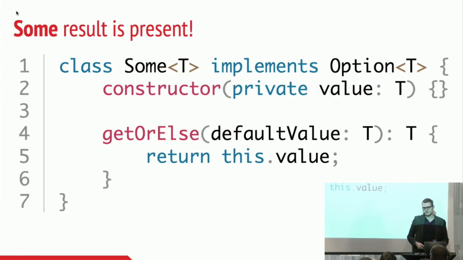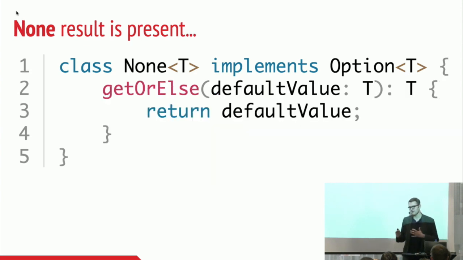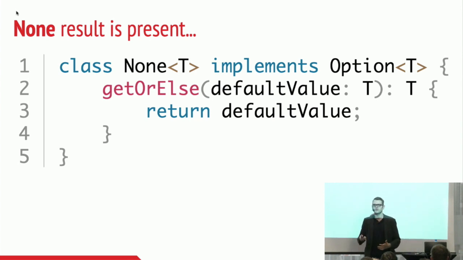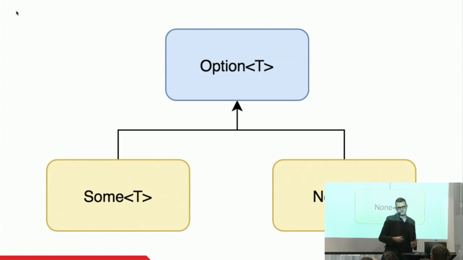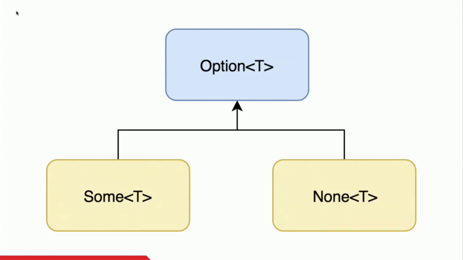So we create some implementations of this Option type. We have Some to represent the situation where the option has a value, and we have None to represent the situation when the option has no value. So just to visualize it, it's a very simple hierarchy. We have the Option interface and two classes, Some and None.